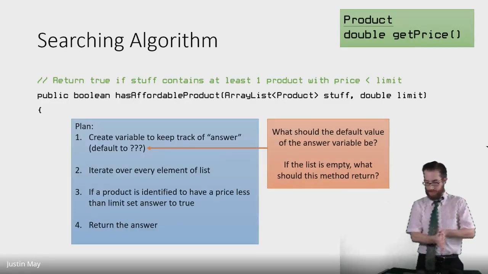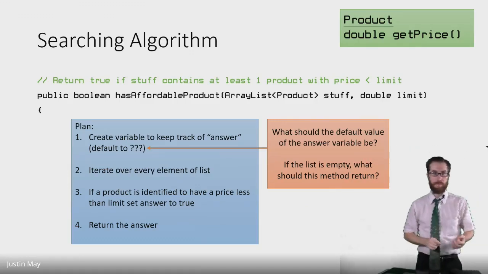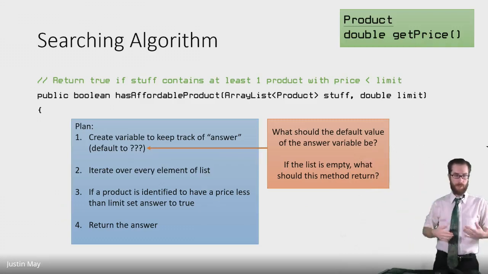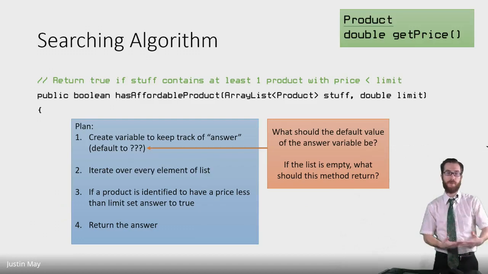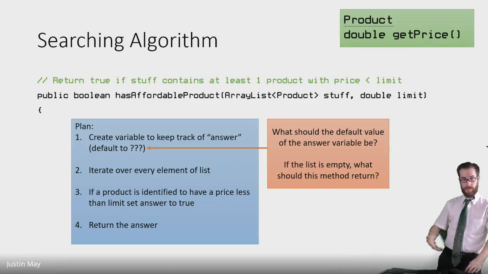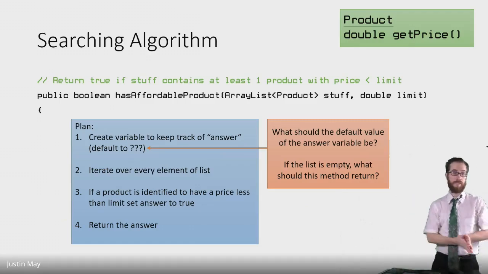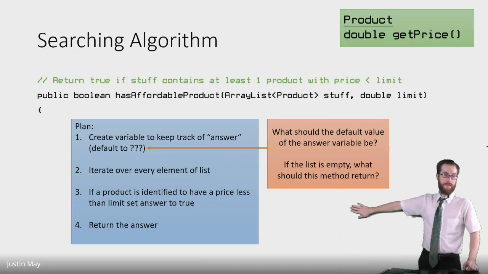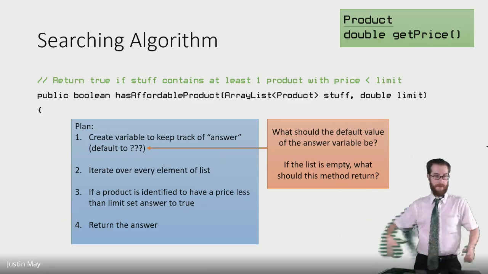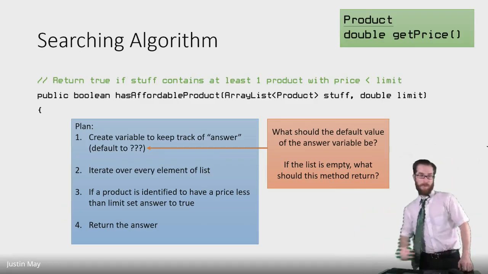So here's our plan. This is the algorithm. We are going to create a variable to keep track of the answer. Like usual, you're writing a method. This method returns something. We want to create a variable that's going to hold the value that we will return. After that, we're going to iterate over every element of the list. In general, if you're writing an algorithm that involves a list, you will iterate over all of the elements of the list. If a product is identified to have a price less than the limit, then we'll set the answer to true because we found it. We found an item that is less than the limit. And then at the end, we will return the answer.